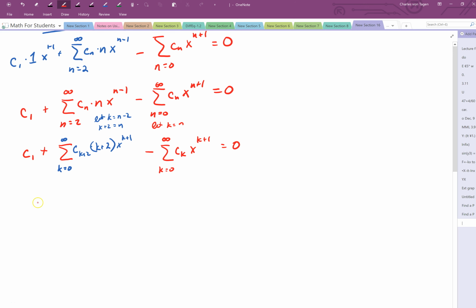Okay, now we can go ahead and combine these two power series as a single power series by remembering that they're both polynomials, and when I add two polynomials together, I simply combine the like terms. Well, the like terms are those with the same powers of x. So the coefficient then will end up being c of k plus 2 times k plus 2 minus c of k, all of that, times x to the k plus 1.